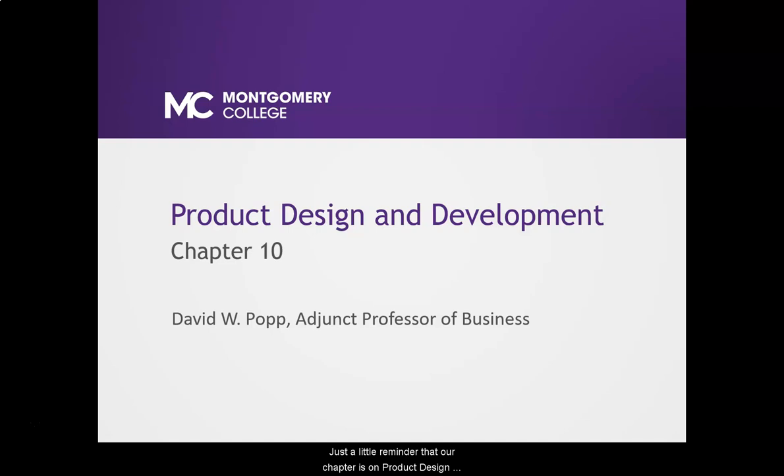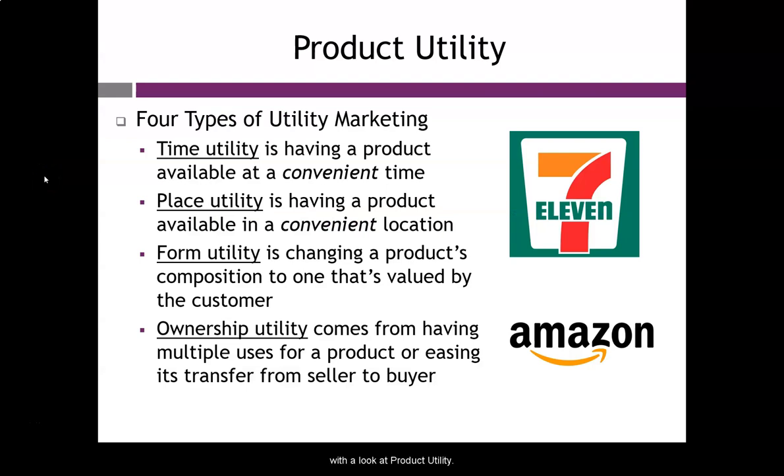Just a little reminder that our chapter is on product design and development. So I thought we'd start today with a look at product utility. Let's define what utility is. If something has utility, it means it's useful, beneficial, it provides value. And so utility marketing is being able to design and deliver products that provide that. And there's 4 types of product utility that your product should have.